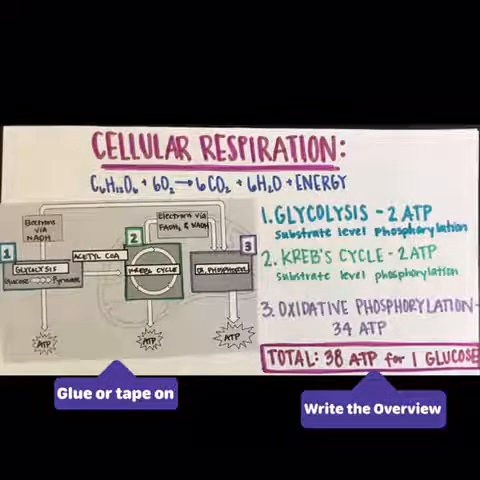You want to make sure that you include the small writing that I have listed and the number of ATP. At the bottom, include the total number of ATP produced for each glucose, which is going to be 38 ATP. And on the picture on the left-hand side, make sure you take the time to write all of the small print.